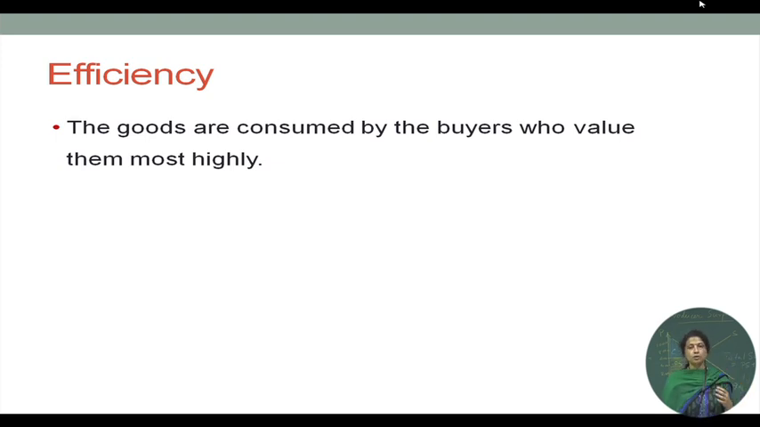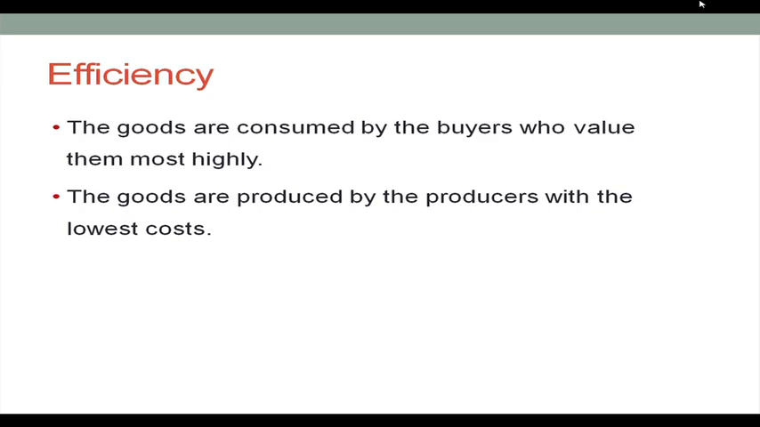Efficiency: a market outcome would be efficient if the goods are consumed by the buyers who value them most highly, and the goods are produced by the producers with the lowest cost. So, is that happening in this situation?